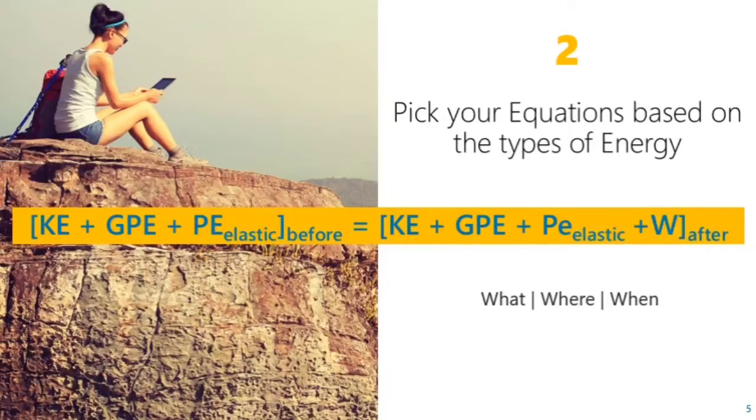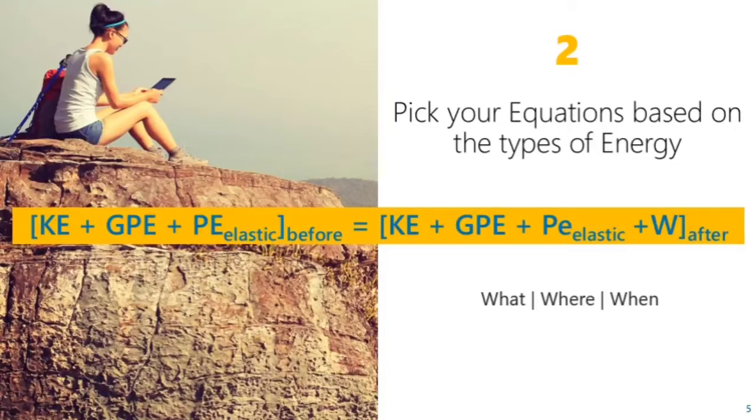So you need to know what is happening, where it's happening, and when it's happening. What do I mean by what? Is there a spring in the problem? Is something at a certain height in the problem? Is it moving? Where is it after? Did we have a change in height? When is this thing happening? When I see some energy, did it happen before or did it happen after? These are the questions we have to ask ourselves. And that's where we pick our equations.